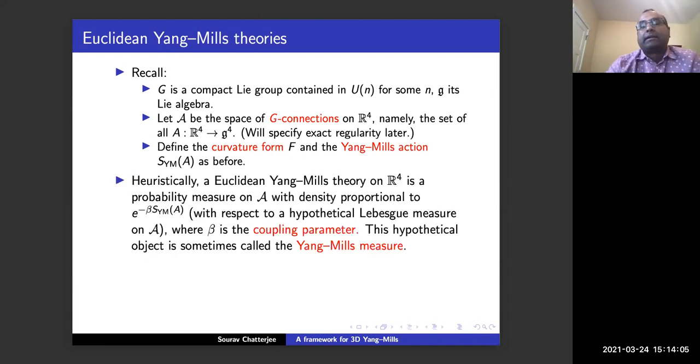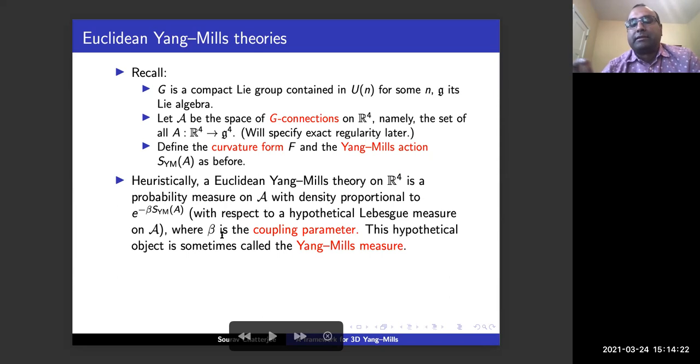And heuristically, a Euclidean Yang-Mills theory in R^4 is a probability measure on this space of connections with density proportional to e^(-β · Yang-Mills action at A) with respect to some hypothetical Lebesgue measure on this space of connections. And β is a coupling parameter, typically 1 over g squared, where g is the coupling strength. But anyway, we'll just say that it's a positive parameter. This hypothetical object is sometimes called the Yang-Mills measure in the probability literature.